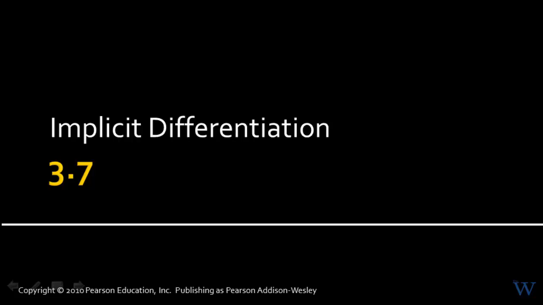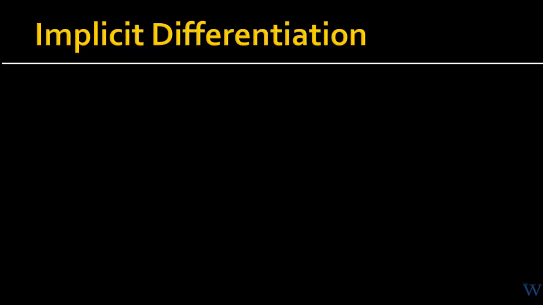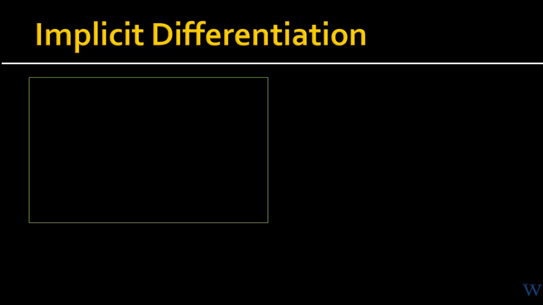Okay, we are now in section 3.7, and it's called Implicit Differentiation. And I'll tell you why that's what it's called, and you'll figure it out eventually. Okay, look at all these following functions.